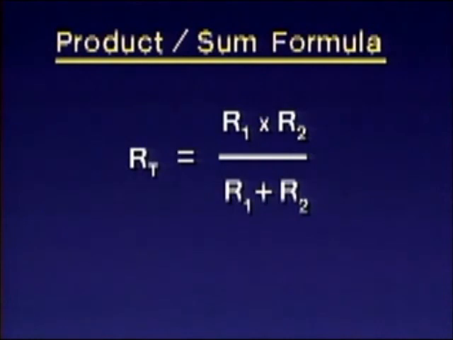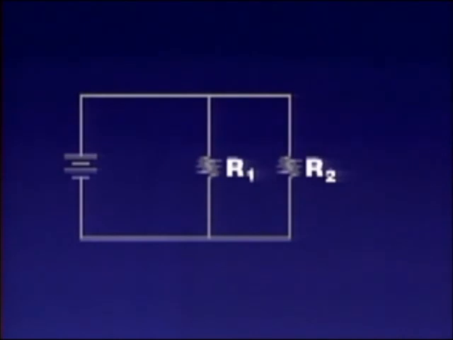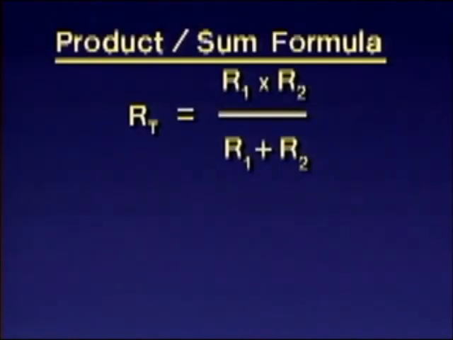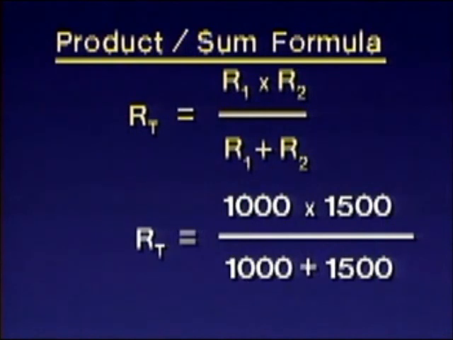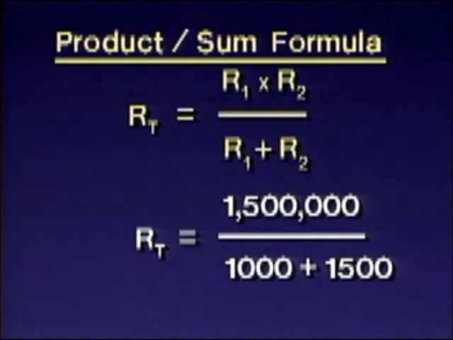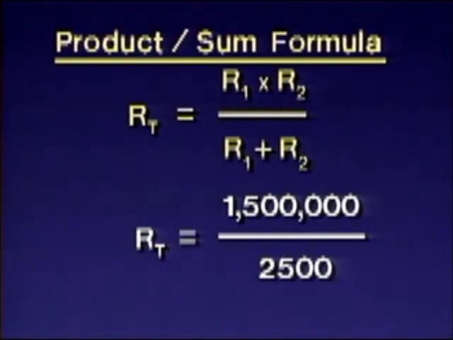Let's apply the product divided by the sum formula to a circuit schematic. This schematic represents a parallel circuit with only 2 branches. The first branch has a resistance of 1,000 ohms, and the second branch has a resistance of 1,500 ohms. Using the product divided by the sum formula, you get RT equals 1,000 ohms times 1,500 ohms divided by 1,000 ohms plus 1,500 ohms. RT then equals 1,500,000 ohms divided by 2,500 ohms for a total resistance of 600 ohms.